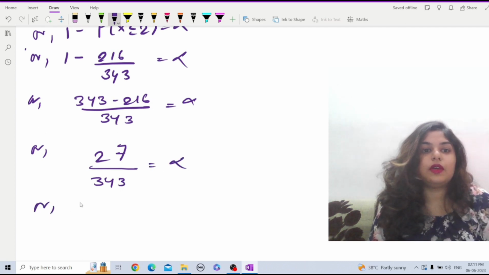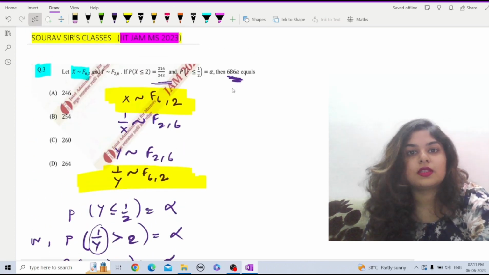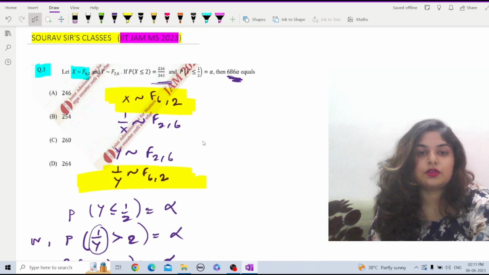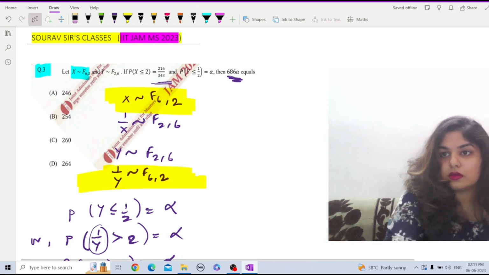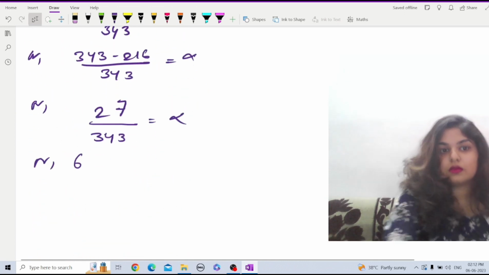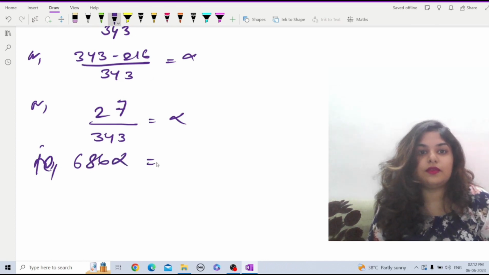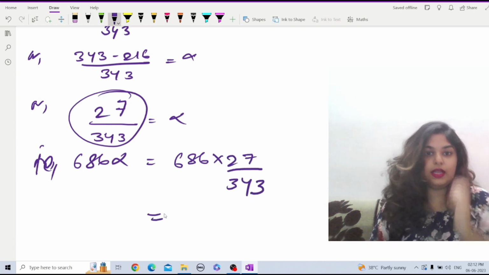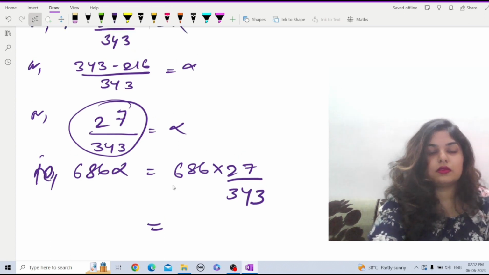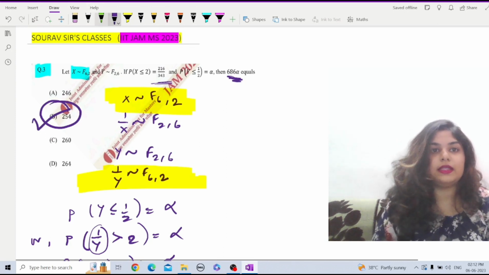So in the question we have to find out 686 alpha is equal to how much? So that means 686 alpha is equal to, now this is alpha, so 686 into 127 by 343. Okay, and if we calculate, then we will get the answer from the option, that is 254, and that is the correct option.